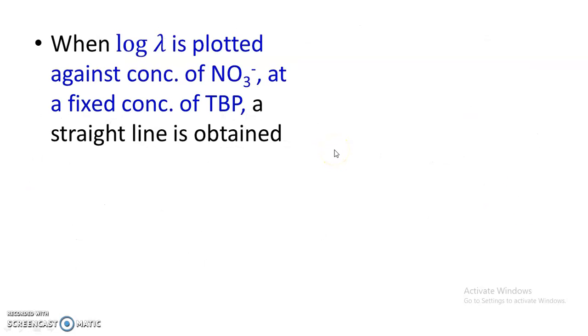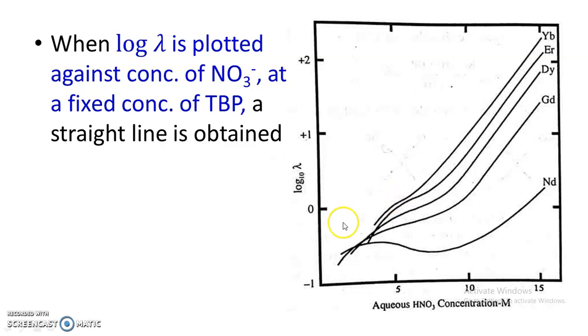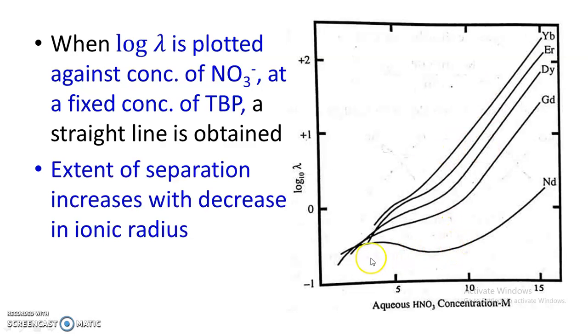Now the next part: when log distribution coefficient is plotted versus the concentration of nitrate ion at a fixed concentration of solvent, that is tributyl phosphate, a straight line is obtained like this. Along the x-axis the concentration of nitric acid is taken, 5 molar, 10 molar, 15 molar, and along the y-axis log lambda values are taken. So we get a straight line. The important thing from this graph is that the extent of separation increases with increase in the concentration of nitric acid. It also increases with decrease in radius.